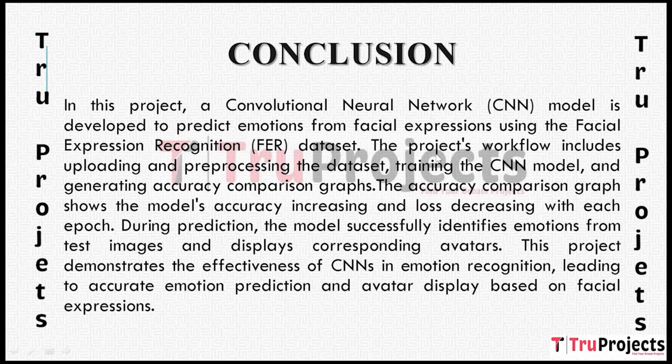The model's accuracy is growing and its loss is decreasing with each epoch, as shown by the accuracy comparison graph. The model accurately recognizes emotions from test photos during prediction and shows relevant avatars. This experiment shows how well CNNs work at recognizing emotions, resulting in precise emotion prediction and avatar presentation based on facial expressions.